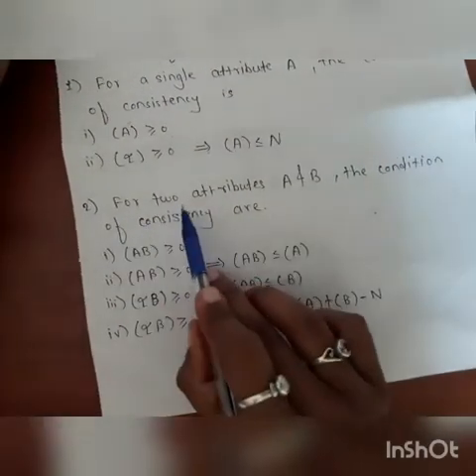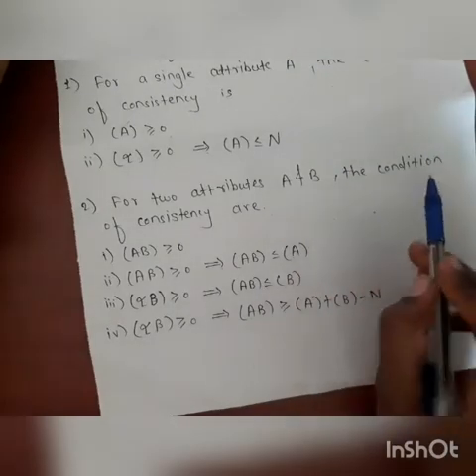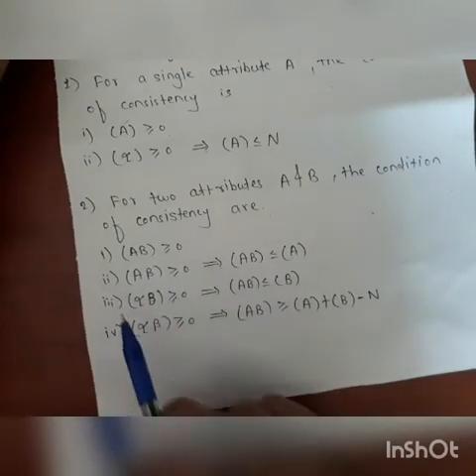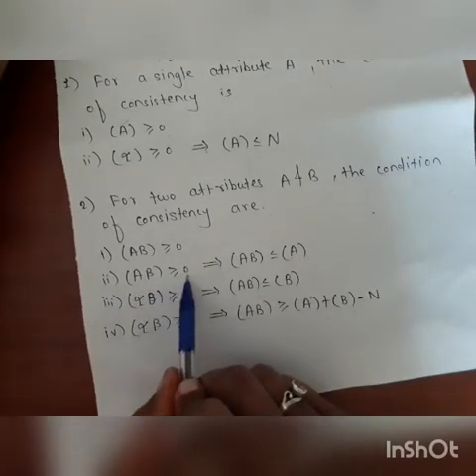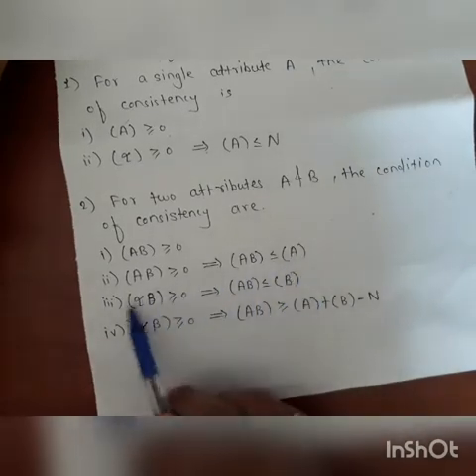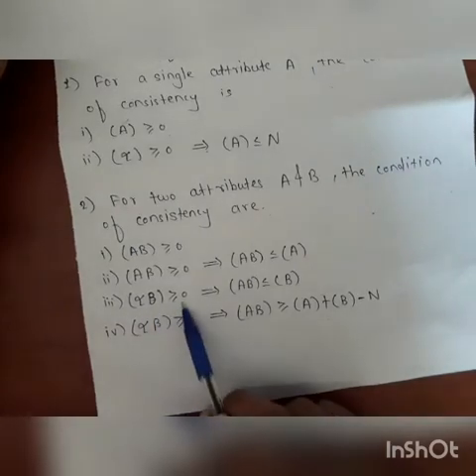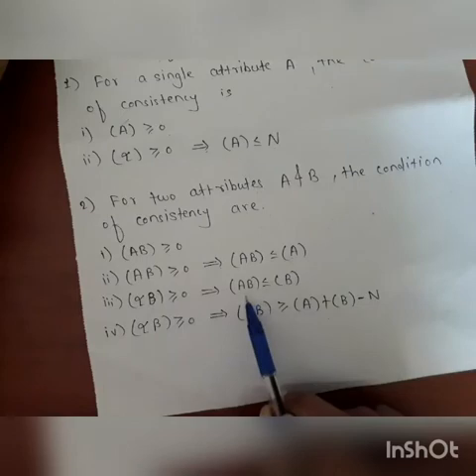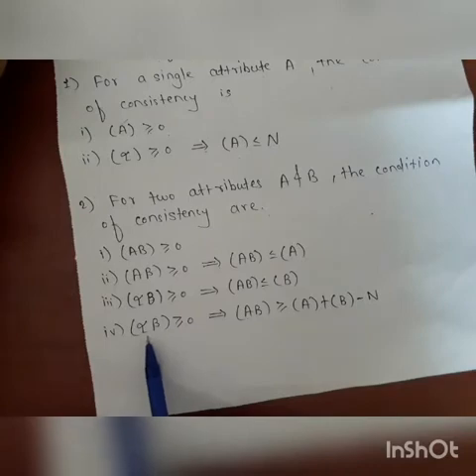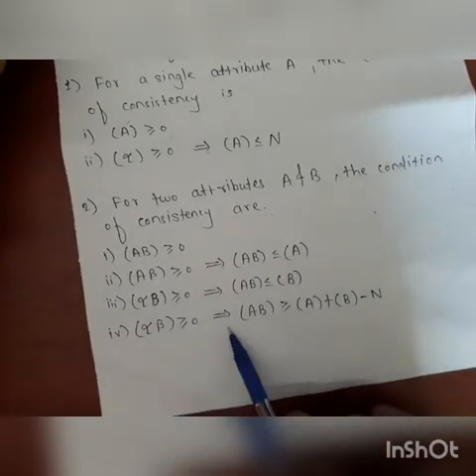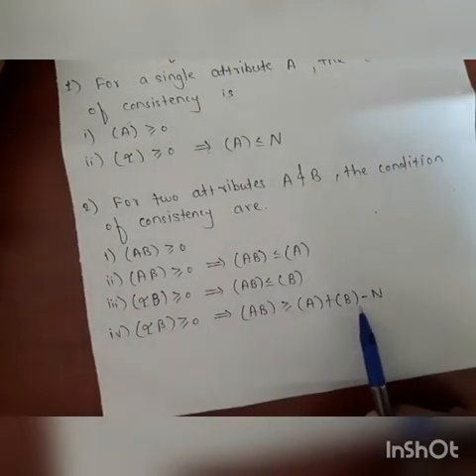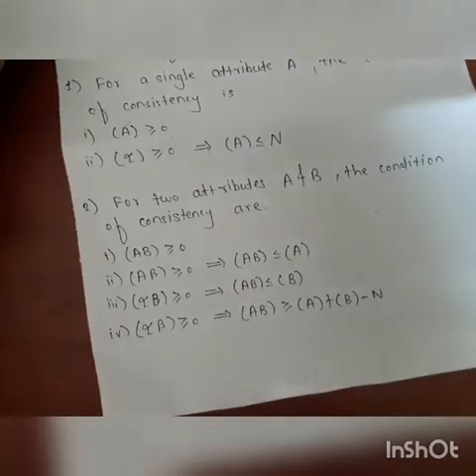Second, for two attributes A and B, the conditions of consistency are: first, (AB) greater than or equal to 0. Second, (Aβ) greater than or equal to 0, which implies (AB) less than or equal to (A). Third, (αB) greater than or equal to 0, which implies (AB) less than or equal to (B). Fourth, (αβ) greater than or equal to 0, which implies (AB) greater than or equal to (A) plus (B) minus capital N.